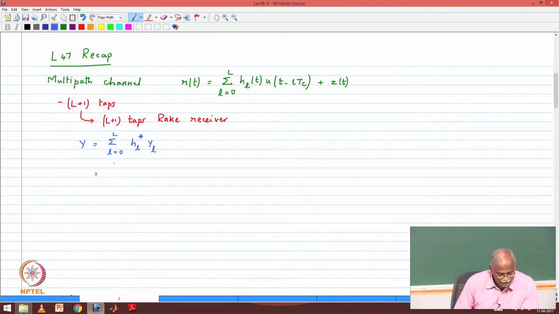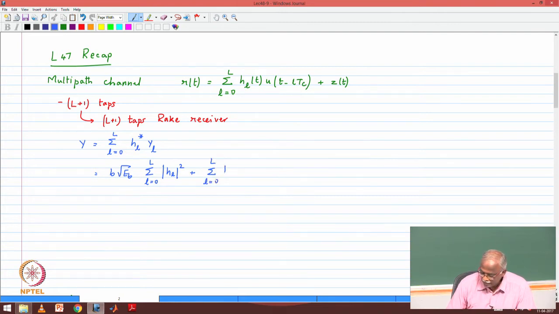So this basically gives us b times root Eb, times the summation from l equal to 0 through L of mod h_l squared, plus the summation from l equal to 0 through L of h_l star times n_l. That is the expression that we have obtained, and this is how we got it. We did this for the first branch.